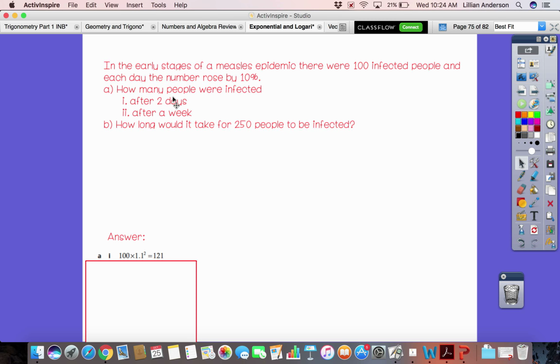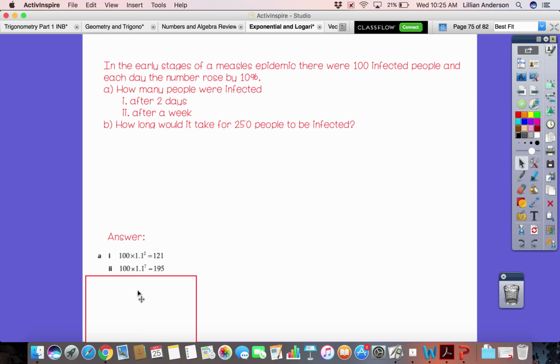And since it asks you how many people were affected after 2 days, you plug in 2 for n because it did say for each day the number rose by 10%. So basically your time would be turned into not years but into days. So you have 121 people. After a week, well, a week is 7 days, so you'll plug in 7 to get 195. Of course, you're rounding to 3 significant figures because I'm almost certain that these were not whole numbers, and you can't really have a fraction of a person. Okay, so you got to make sure you round the correct way.